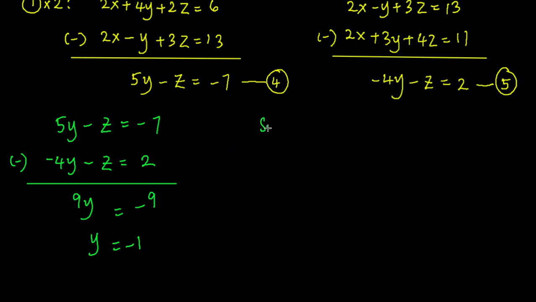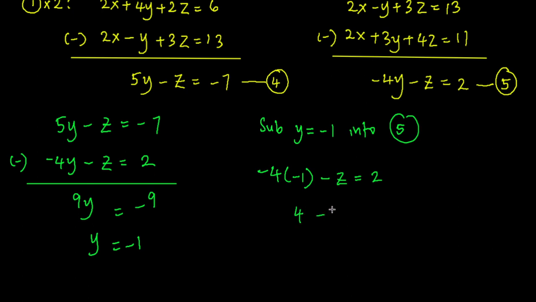So I write here, sub y equals to negative 1 into equation number 5. When I substitute, focus here, we will get negative 4, y is negative 1, minus z equals to 2. So this is 4 minus z equals to 2. So your z is 4 minus 2, which is 2. Is that okay? So you change place, so you get 4 minus 2 equals to z. So your z is 2.